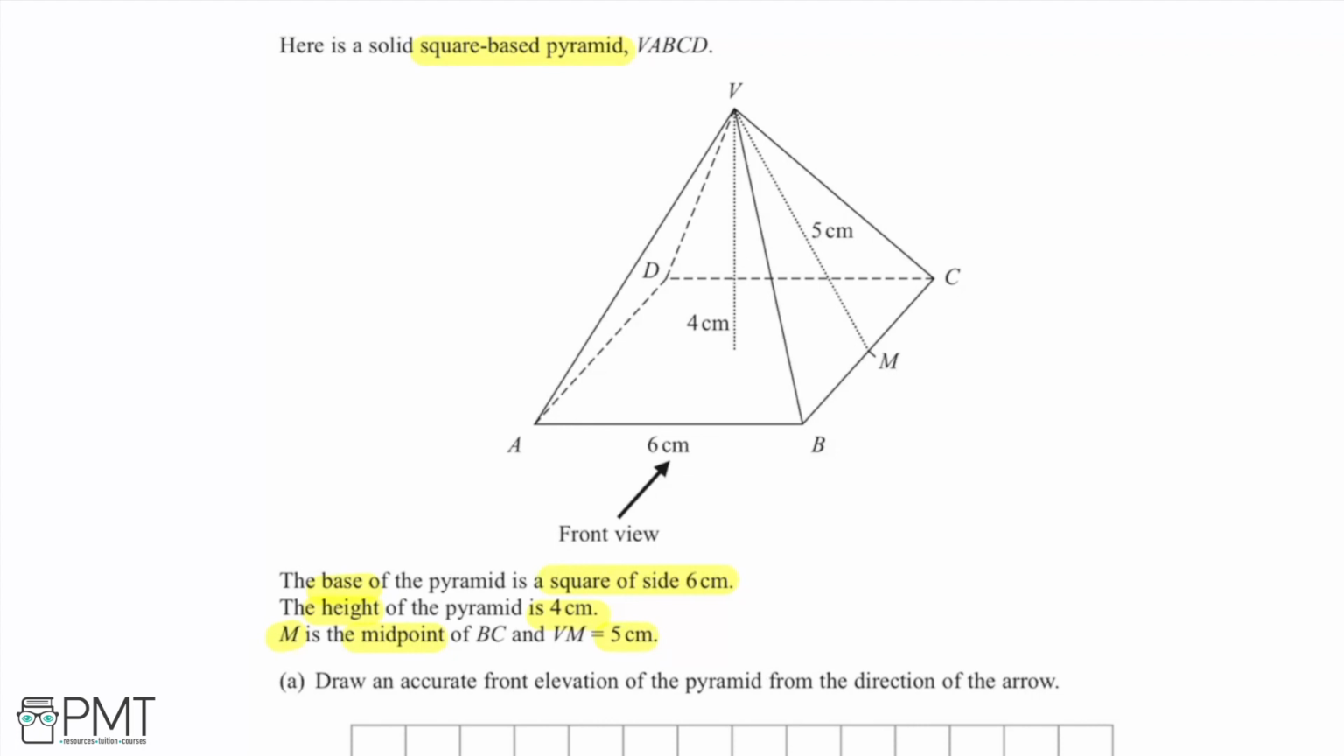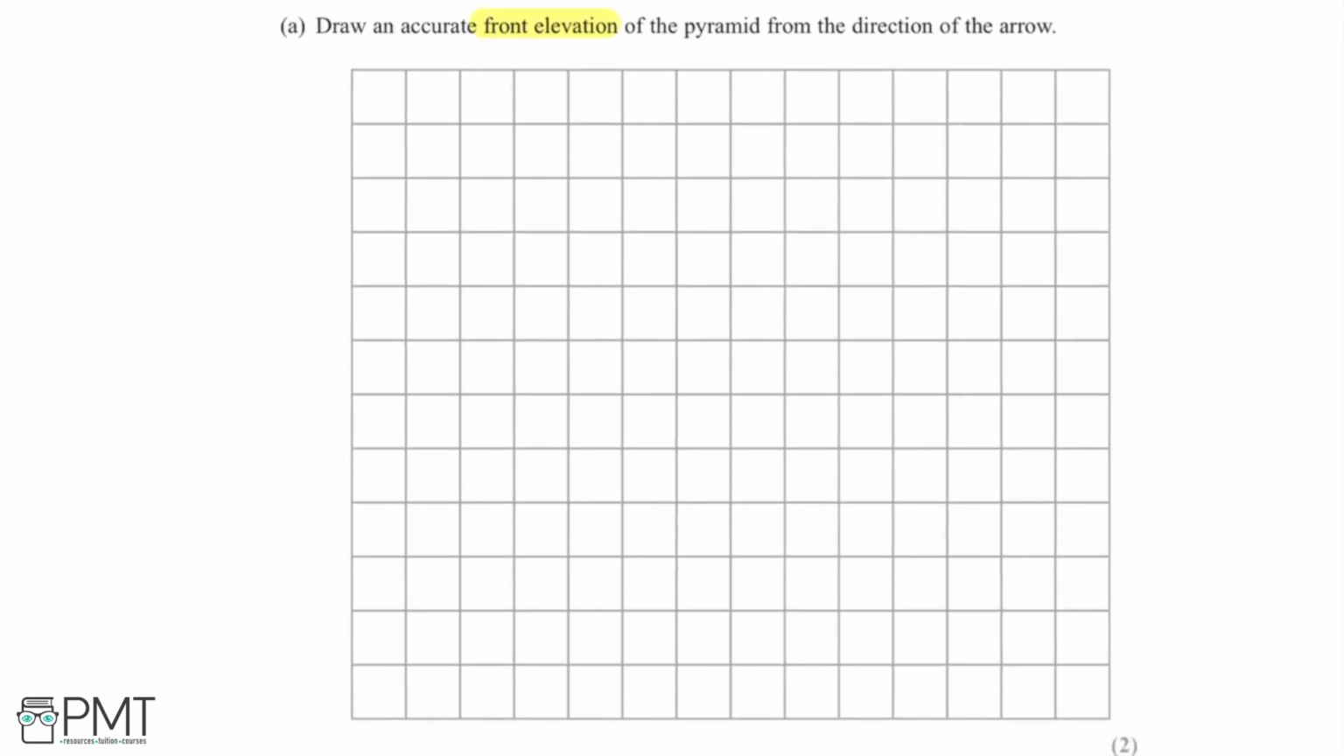So we're then asked to draw an accurate front elevation of the pyramid from the direction of the arrow. So this is the direction, we're looking at the pyramid in this direction, and we're asked to draw what it would look like. So we're basically going to be seeing one face of this shape. We're going to be seeing the front face. And I know that the length of the base here is going to be 6 centimetres, and this is going to be at the bottom of the front elevation.